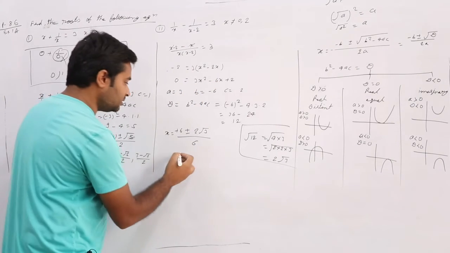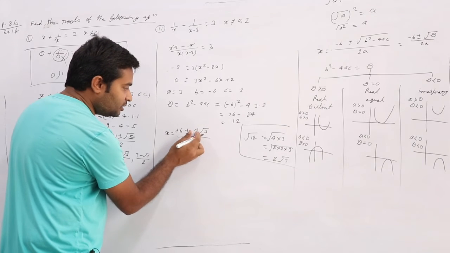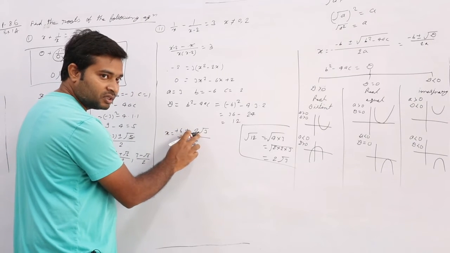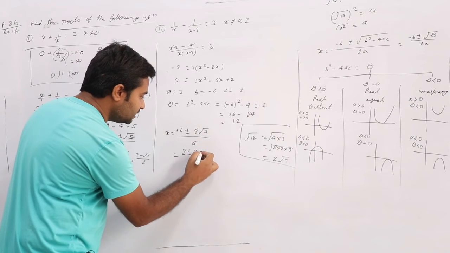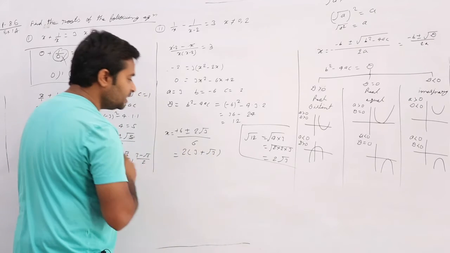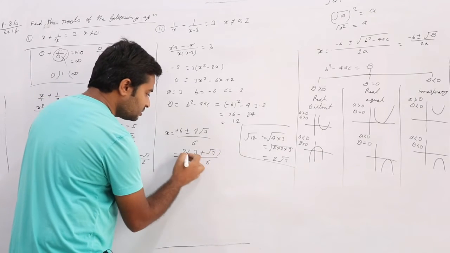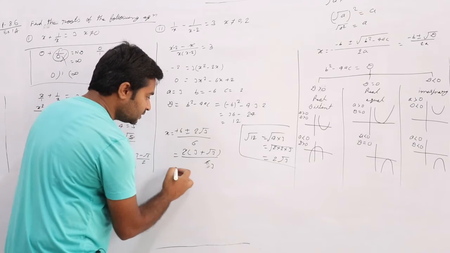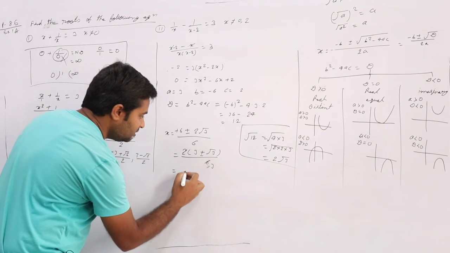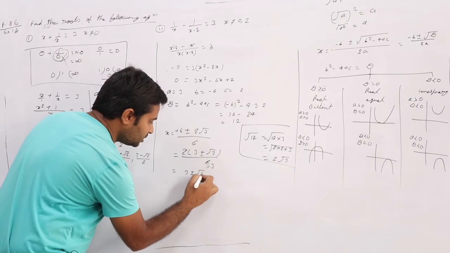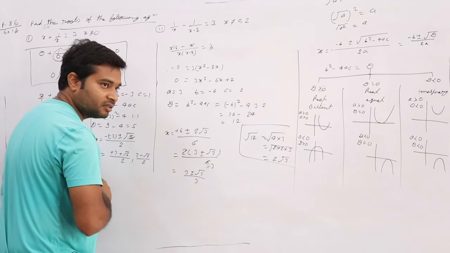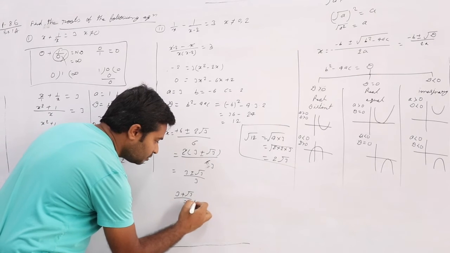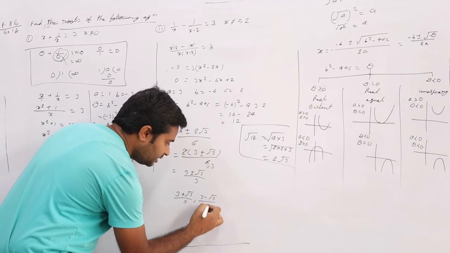Next. Shall I take 2 out from upside? Because this is 6, this is 2. So if I take 2 out, 3 plus root 3 by 6. Sorry, 2 root 3 by 6. Means here minus also, right? Yes, sir. 3 plus minus root 3 by 3. Correct? Means 3 plus root 3 by 3, comma 3 minus root 3 by 3.